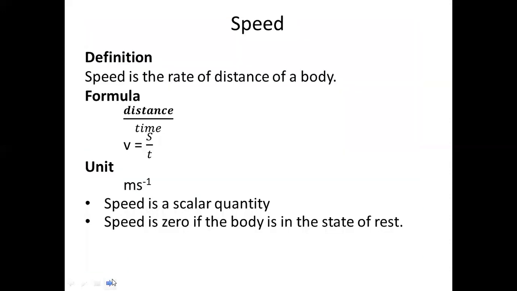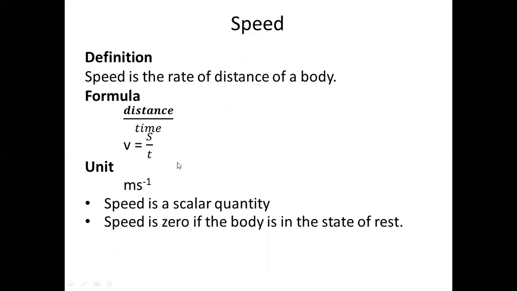Speed is the rate of distance of a body. It tells us how fast the body is covering the distance in a specific time. So the formula of speed is distance divided by time. Whenever the word rate is used with any physical quantity, it means that the physical quantity will be divided by time. So distance will be divided by time. Speed is given by the symbol v, distance by s, and time by small t. So distance divided by time is speed. Rate of distance is speed.